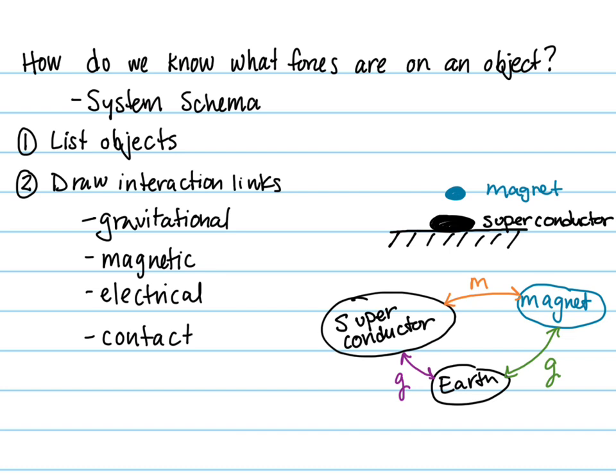And then the last thing is contact interactions. Well, the magnet's not actually contacting anything, but the superconductor is contacting the Earth. It's sitting on the ground. So I'll draw a little contact interaction there. And so now I can see the superconductor has three interactions on it, so it'll have three forces, and the magnet has two. So this helps us identify what kinds of forces are on objects. And we'll use this later to help us figure out how forces change the motion of objects.